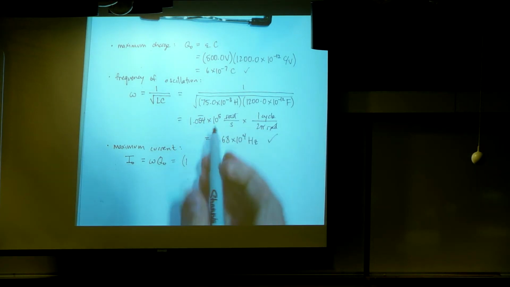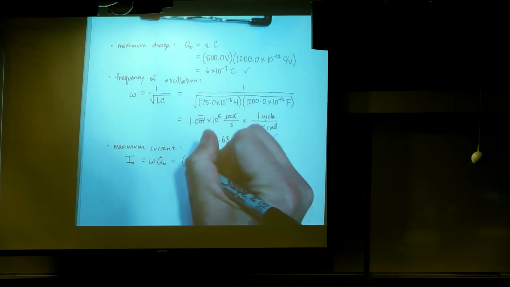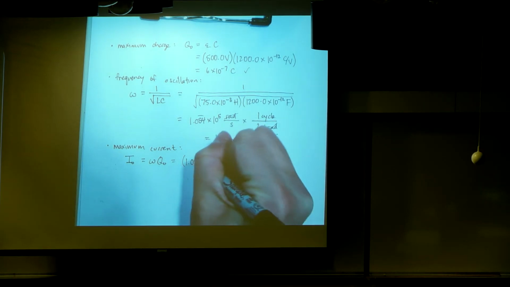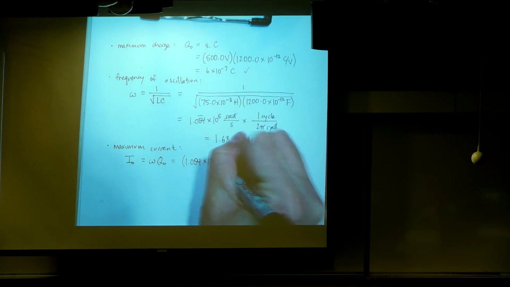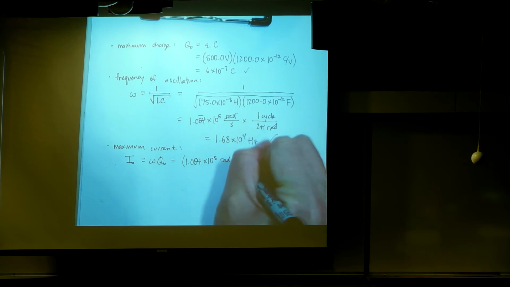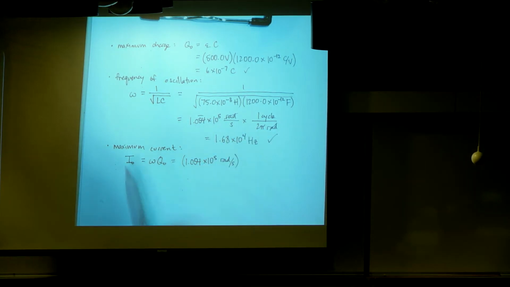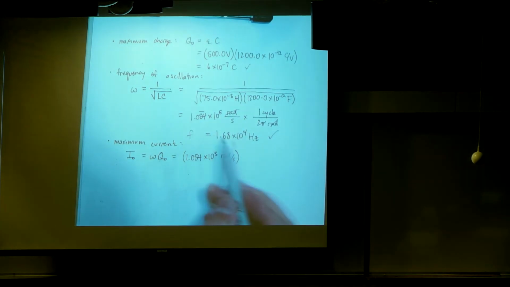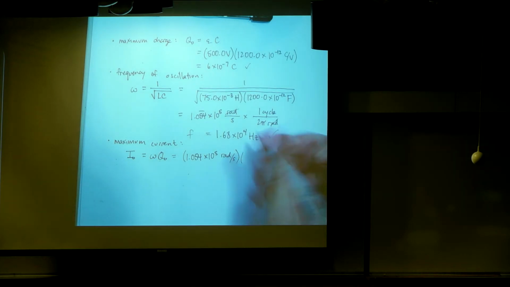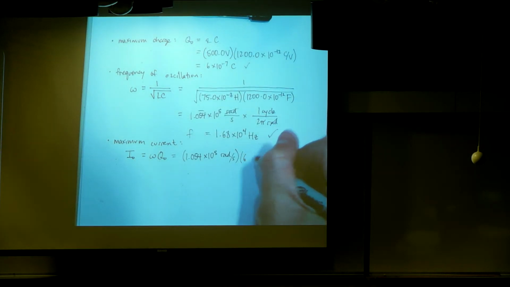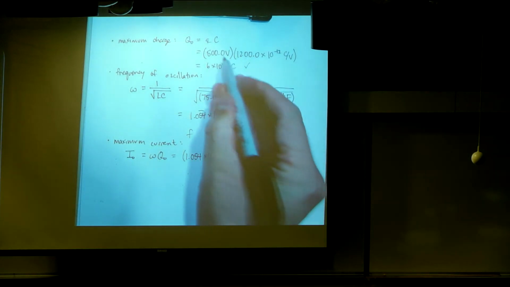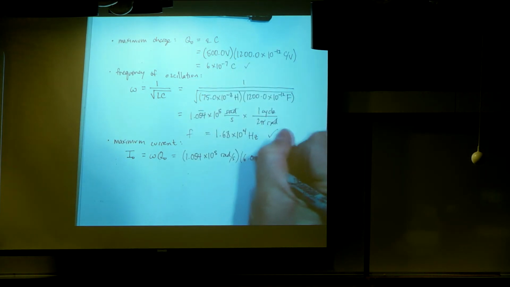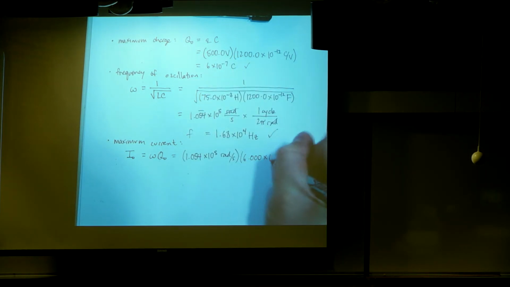Omega, that's right up here, is 1.054 times 10 to the 5 radians per second. And it has to be omega in radians per second, not, this is what we would call F, actually, in hertz, okay? So Q naught is, I actually forgot to carry over the sig figs. We have 4 sig figs on that, right? 6.000 times 10 to the minus 7 coulombs.